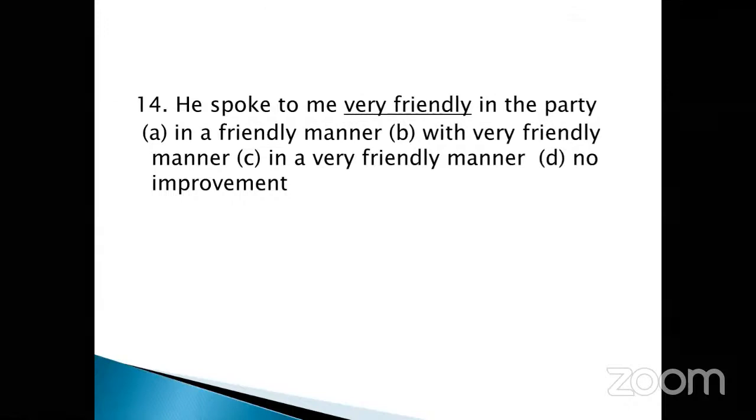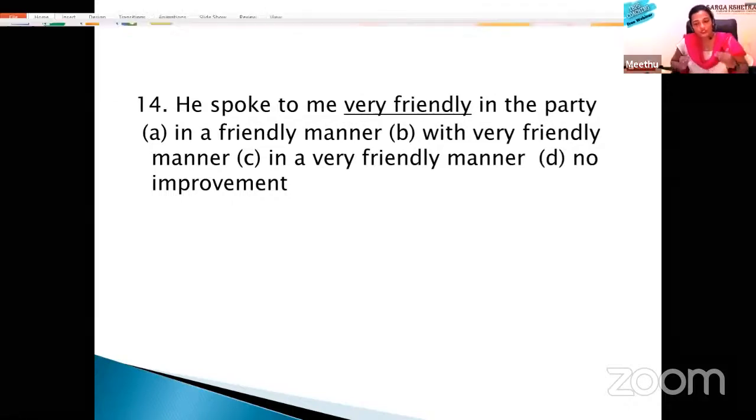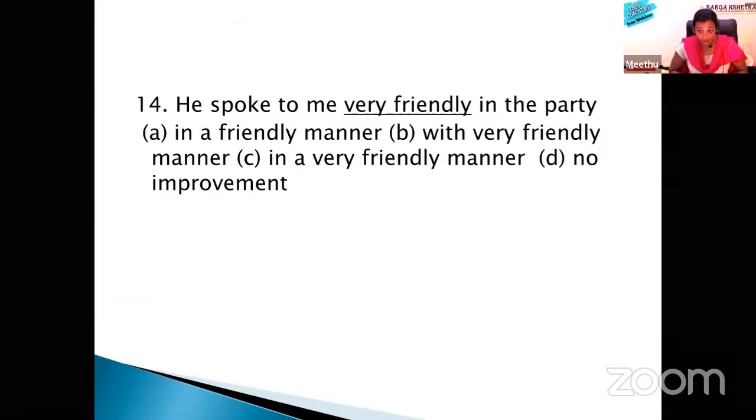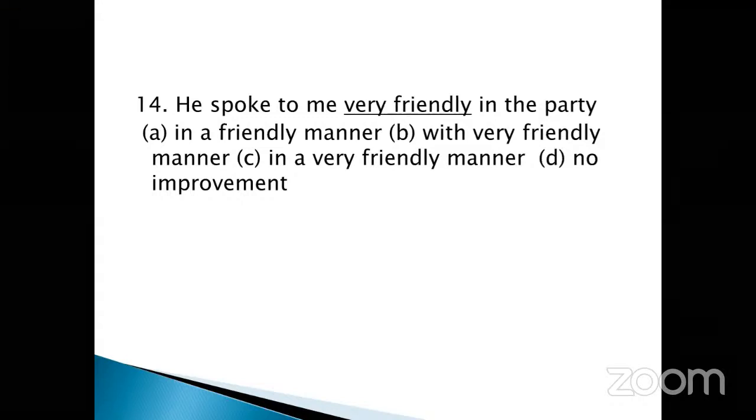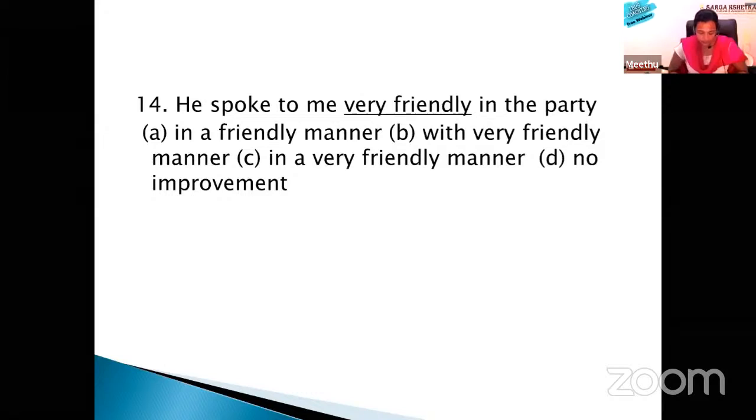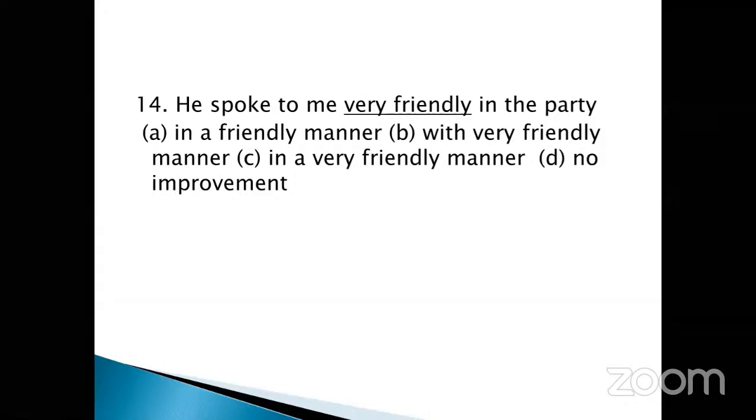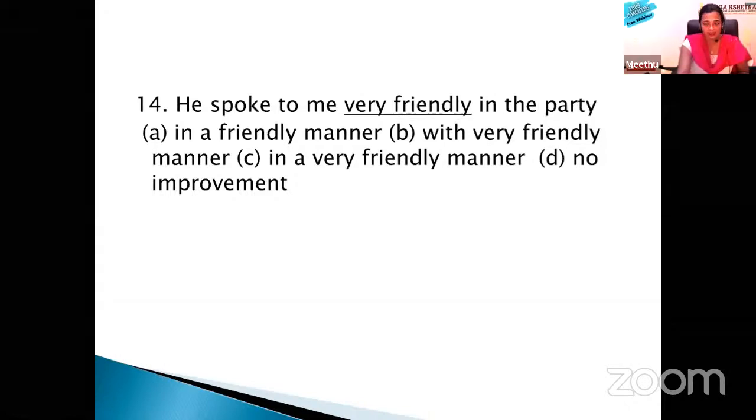He spoke to me very friendly in the party. You should replace very friendly if it is incorrect. If it is not correct, you should replace it with the options. If it is correct, you should just give the answer as D, no improvement. Okay, you have an answer? He spoke to me very friendly in the party. Option C, ma'am. Very good. Option C, in a very friendly manner.